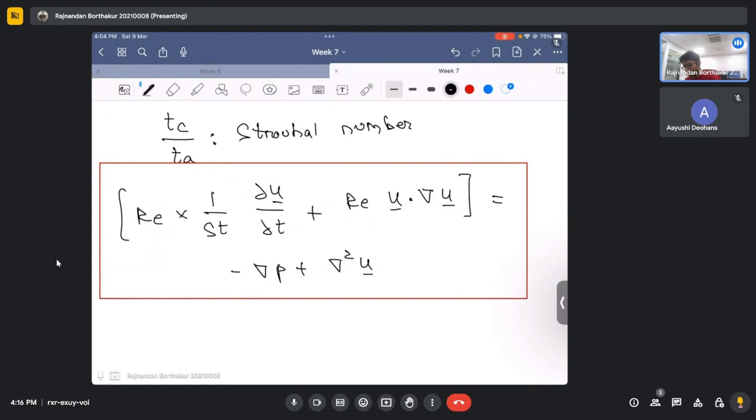I hope this is clear. But anyways, here also, if we invoke the Reynolds number going to zero, we will end up getting the creeping flow equations.